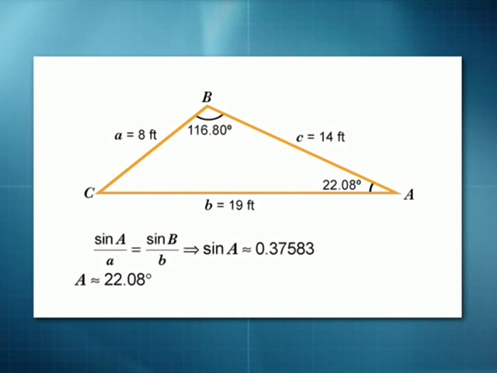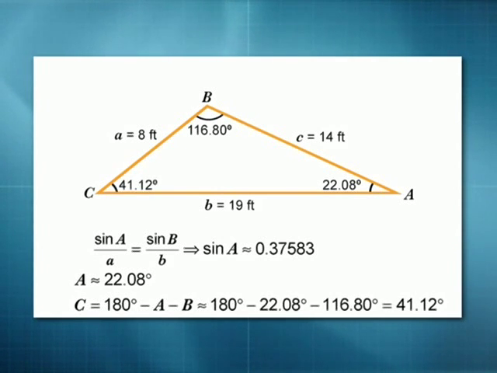I know A is going to be an acute angle here because already B was obtuse, and the full triangle can't have two obtuse angles, can it? So the other two are going to be acute. So A comes out to be 22.08, and then knowing two angles, we have 180 minus A minus B, and that turns out to be about 41.12 degrees. Whew. So what did we do? Started with three sides. The law of cosines gave us one of the angles, and then we figured out the other two using the law of sines or, again, the law of cosines.